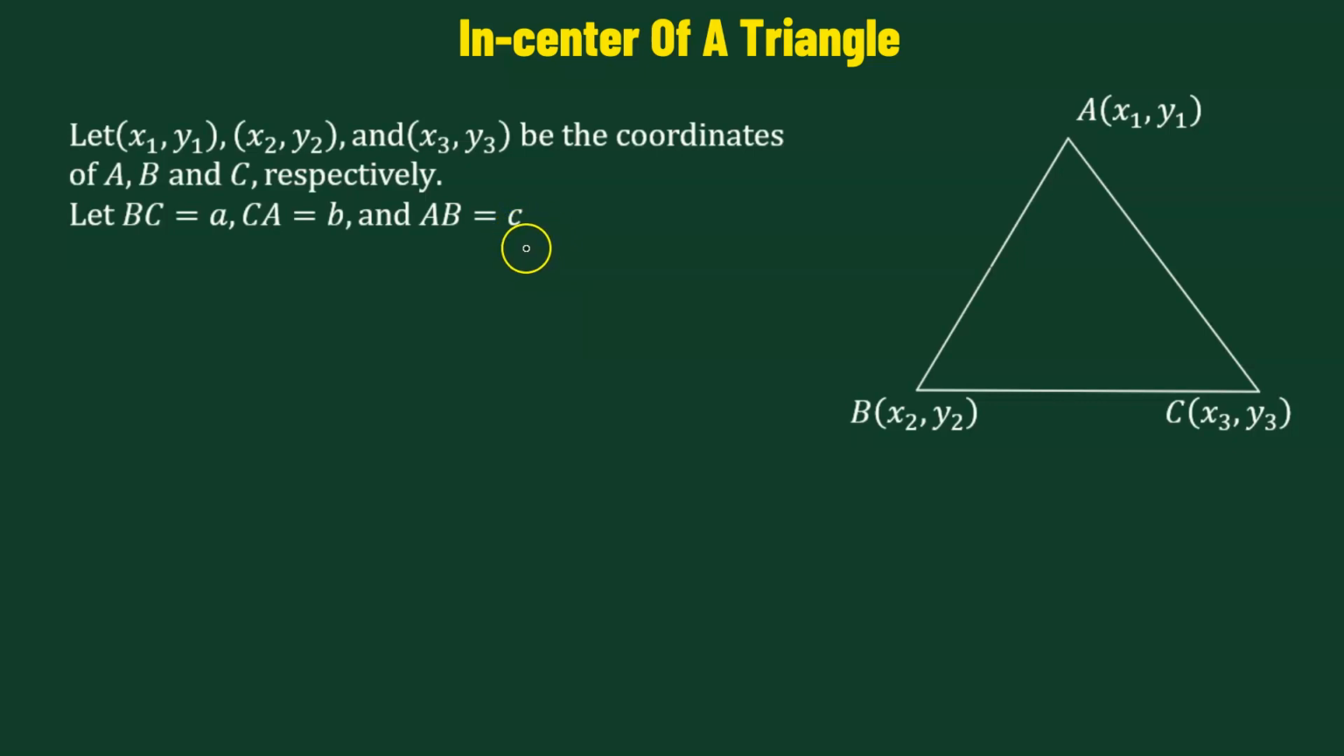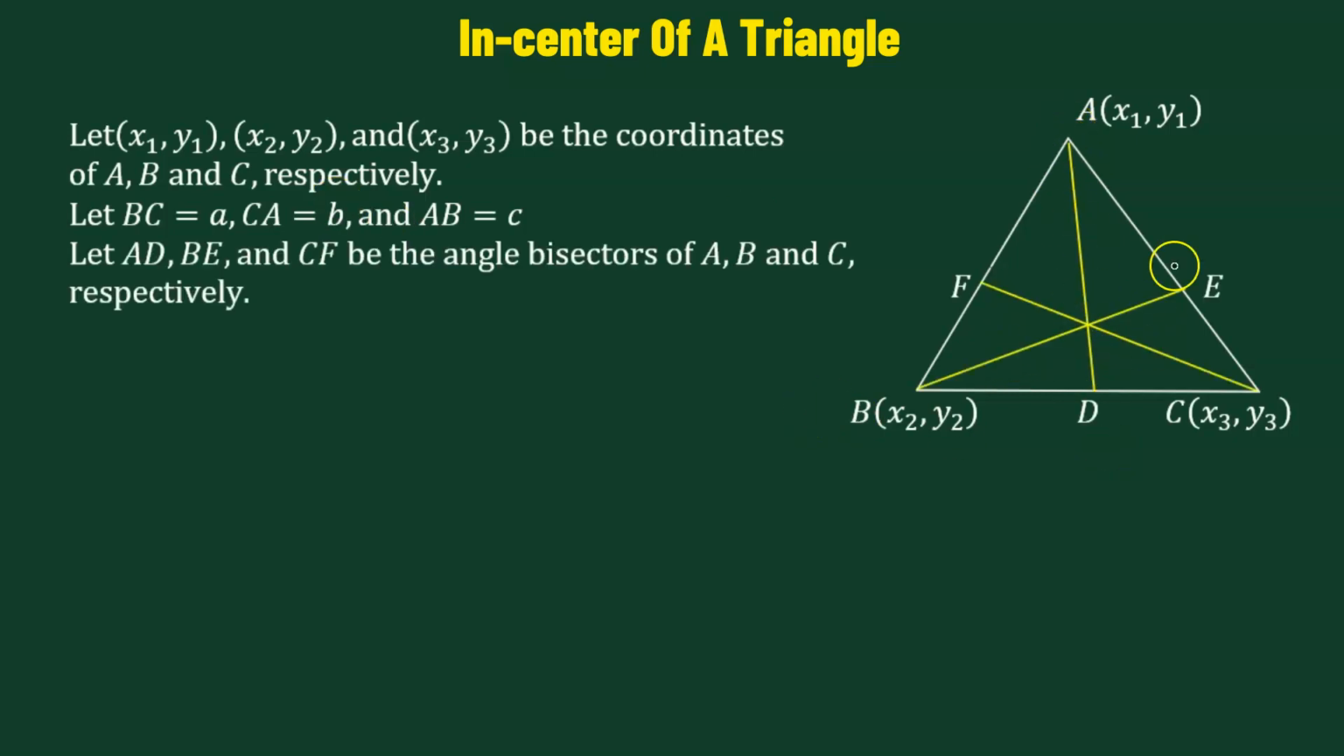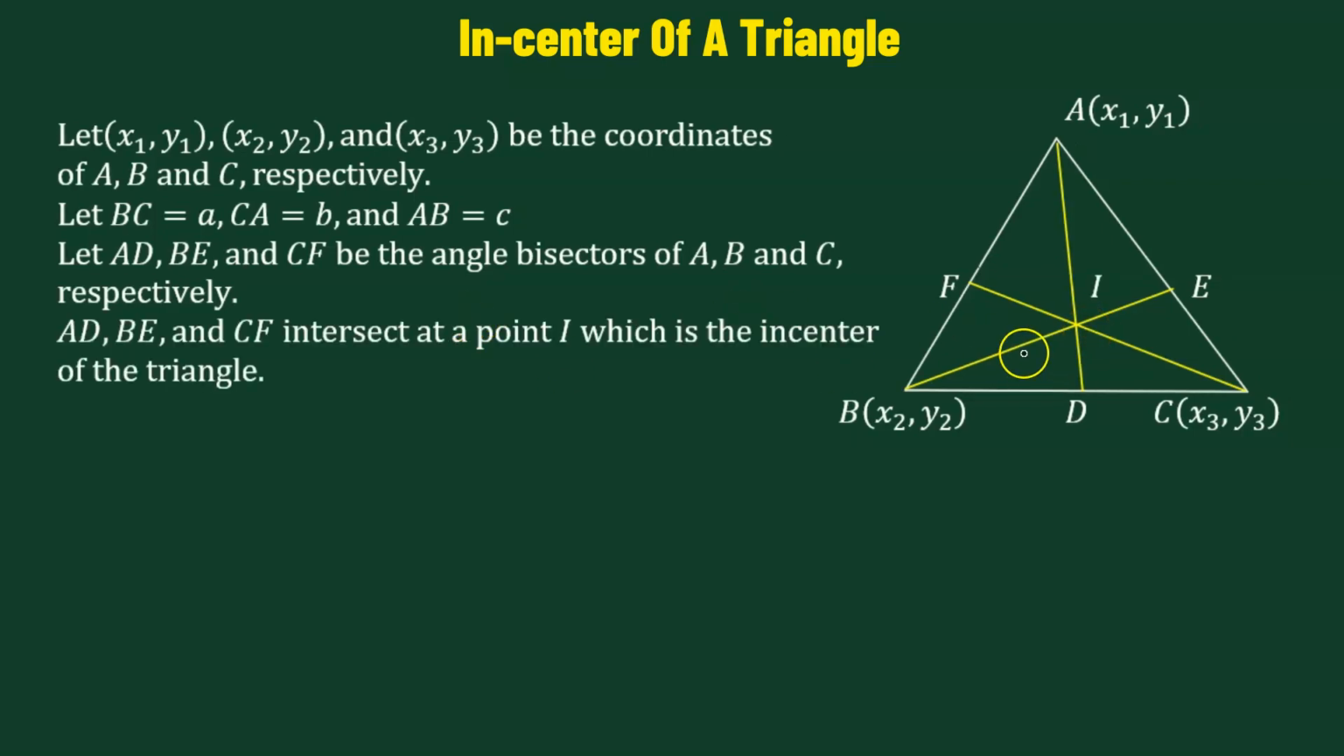Fine. Next, in order to find out the incenter of the triangle, we'll consider the angle bisectors of the triangle ABC. Here AD, BE, and CF are the angle bisectors of triangle ABC. We can clearly observe that the three angle bisectors meet at a common point I, and that's going to be the incenter of the triangle. So our goal will be to determine the coordinate of point I.